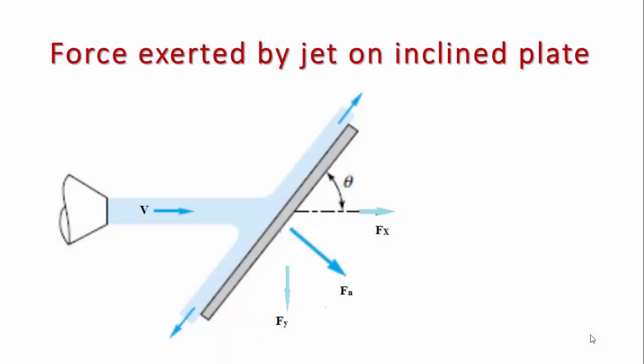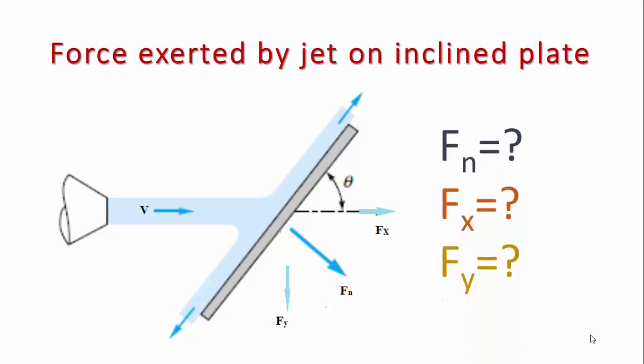Let's consider an inclined plate, on which a jet of water is impinging. Here, as the plate is inclined, three forces come into the picture: the force along the direction normal to the plate, the force along the x direction, and the force along the y direction.